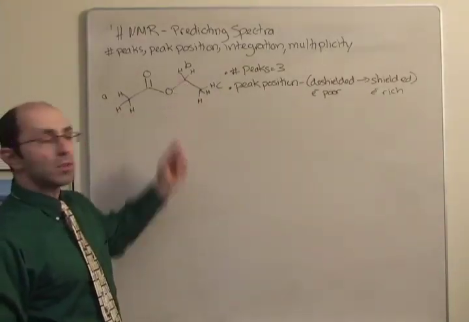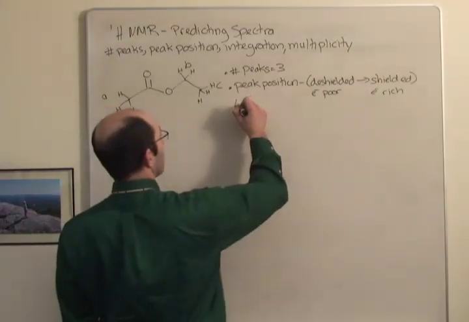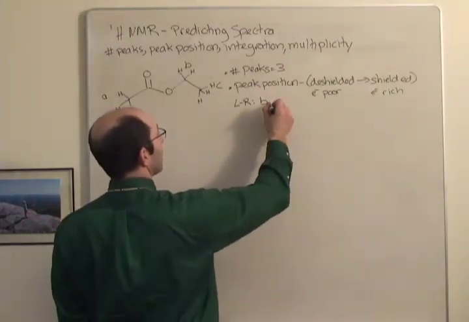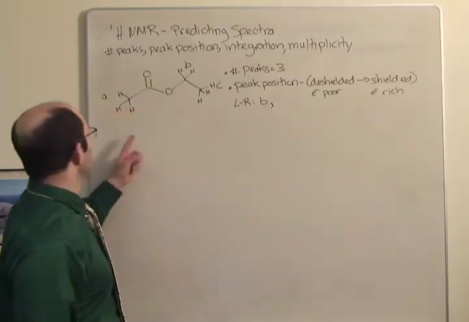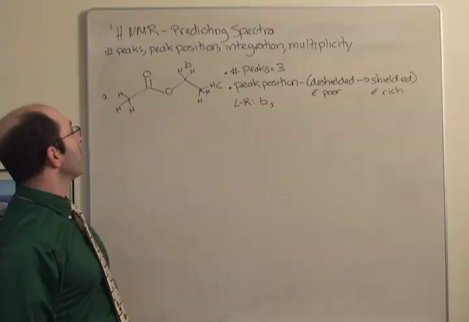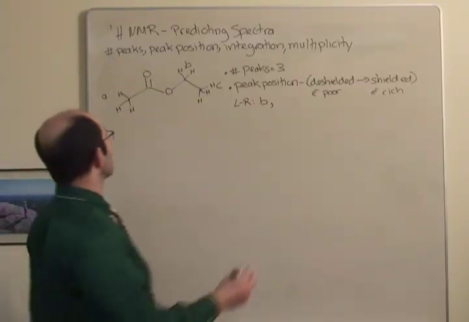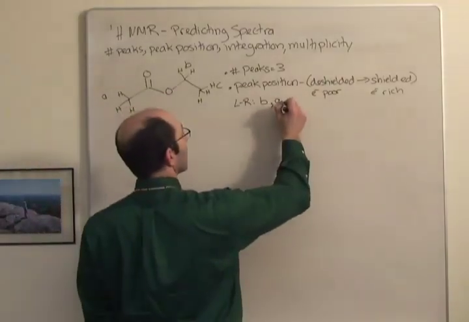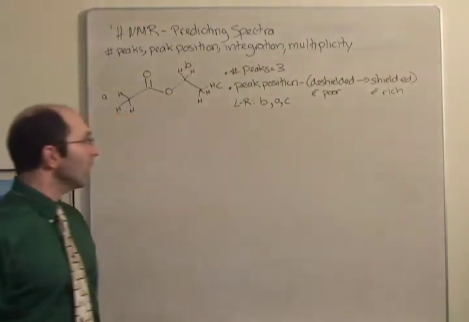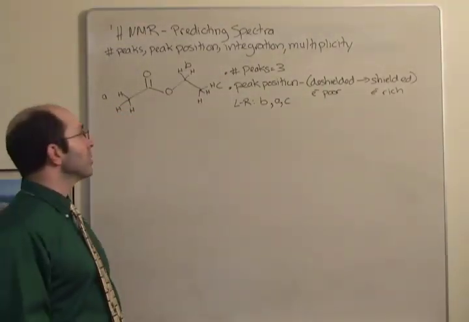Right, and if we think about that for this molecule, it's pretty clear that the protons at B are closest to the electronegative element. So if we go from left to right in the spectrum, we're going to have B. Then we look at A, which is 1 bond away from a carbon attached to 2 oxygens, so A will be next. And then C will be last. All right, so we can predict the peak position.